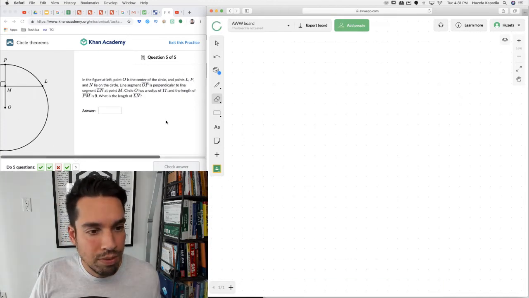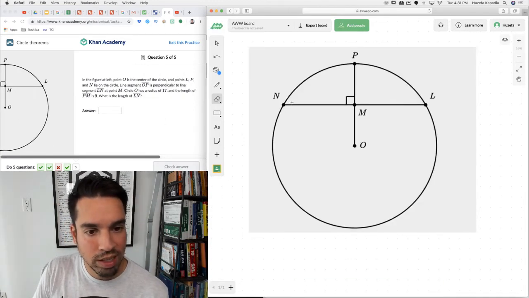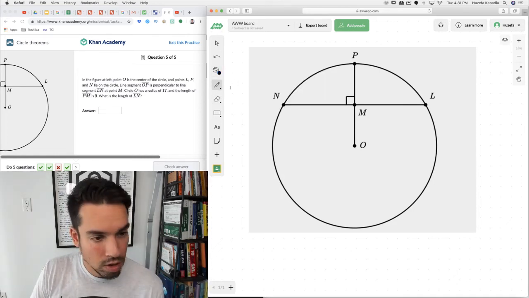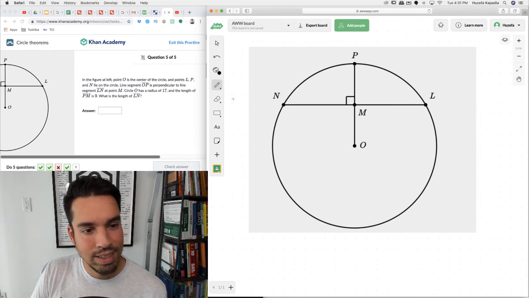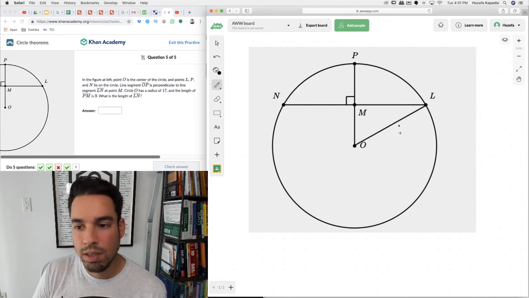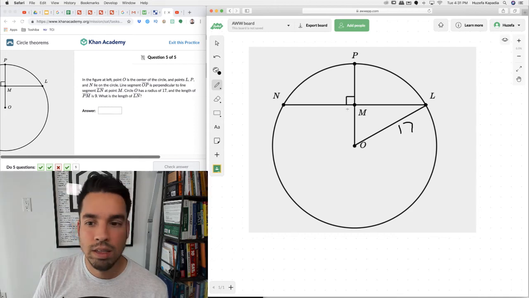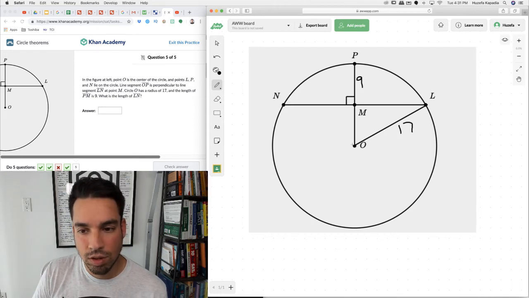In the figure at left, point O is the center of the circle, and points L, P, and N lie on the circle. Circle O has a radius of 17. Let's go ahead and draw the radius out. I'm sure we're going to have to do this. Radius of 17, and the length of PM is 9. So this length is obviously 8. What's the length of LN?